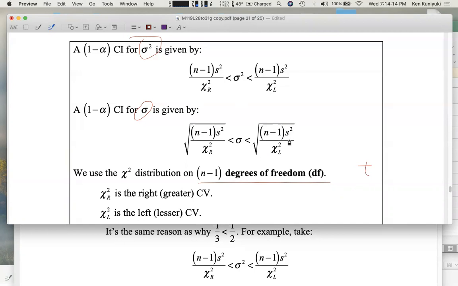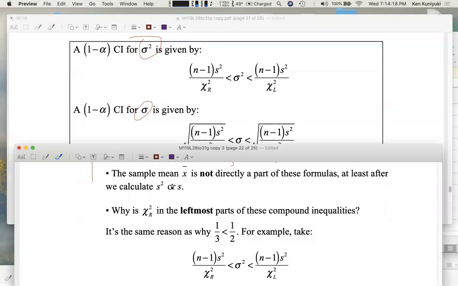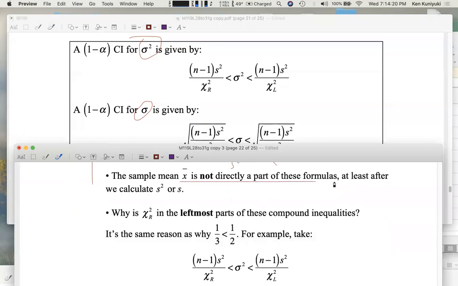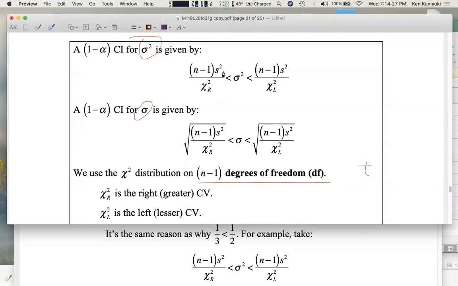But notice that these formulas do not involve X bar. X bar is not directly a part of these formulas. Now, you could use X bar to calculate the sample variance or standard deviation, but the sample mean itself is not a part of these directly, which actually makes sense because variance and standard deviation are measures of spread. So in principle, the center doesn't really matter.